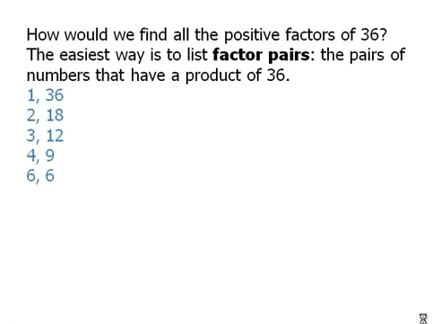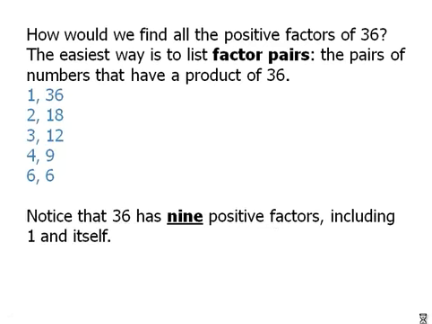And then we get to 6, well, 6 times itself, so we stop with 6. If you get to a number times itself, or you pass and you reconnect with one of the numbers you have earlier on the list, then you know you're done. So now we are guaranteed that we have found every single factor of 36. So we don't count 6 twice. Notice that 36 has 9 positive factors, including 1 and itself.